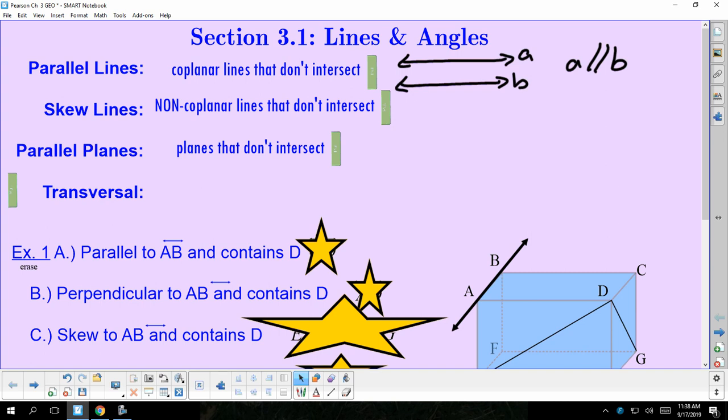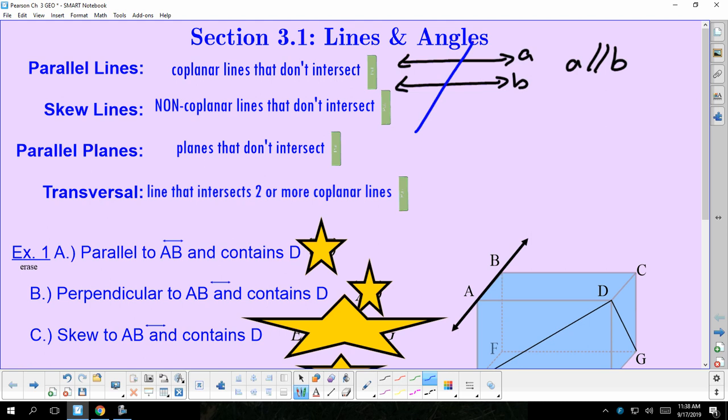And the last new vocabulary is transversal, a line that intersects two or more coplanar lines. For transversal here, I'll put it in blue. That transversal T right there. That line that intersects those two lines, it cuts through two or more lines and we call it a transversal.